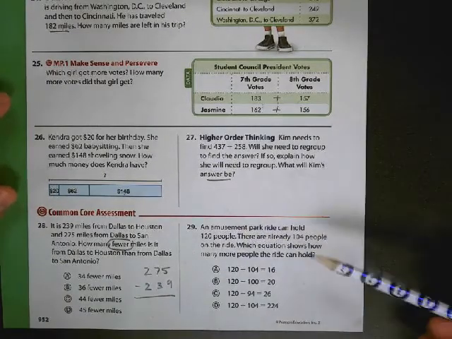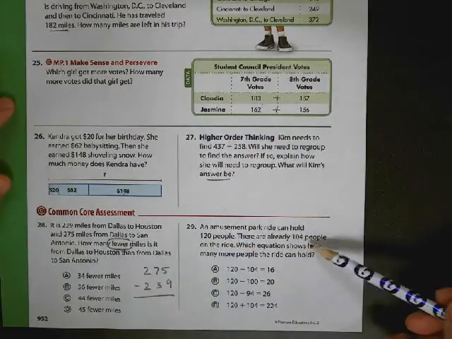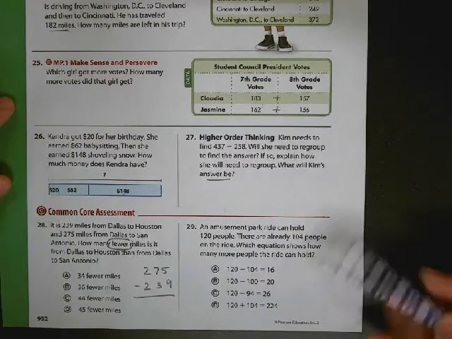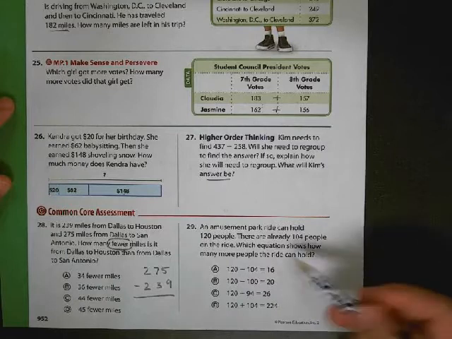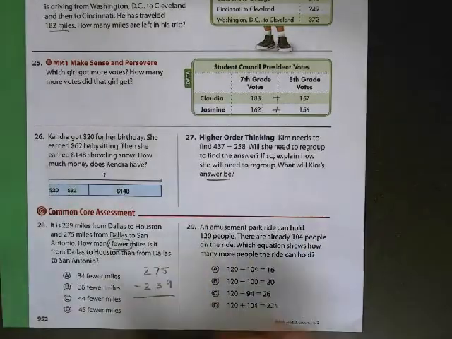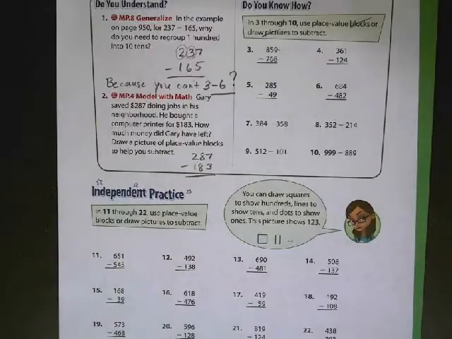An amusement park ride can hold 120 people. There are already 104 people on the ride. Which equation shows how many more people the ride can hold? One of those equations actually can answer that question. This is just a real thick review of subtraction and regrouping here. Any questions, come see me.